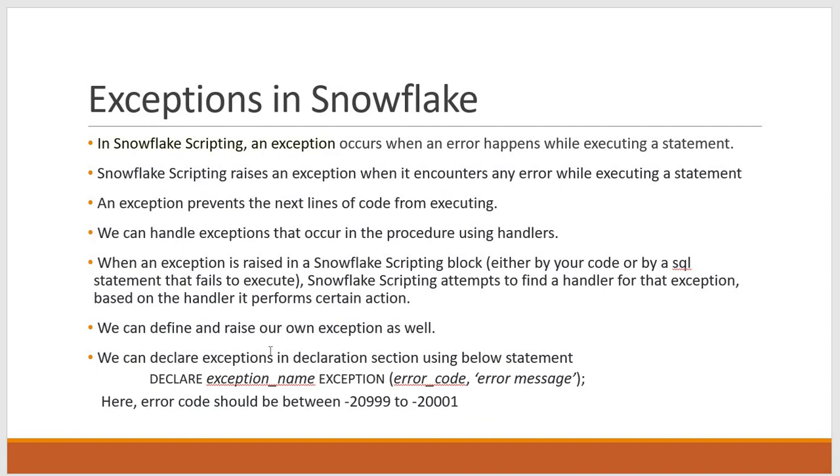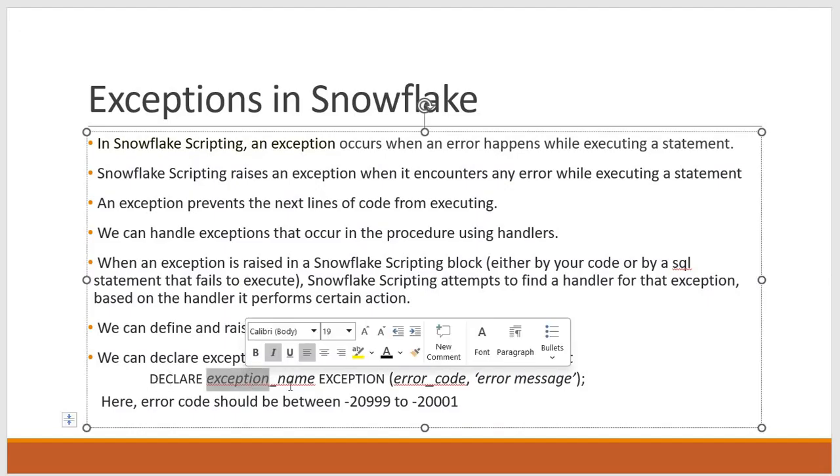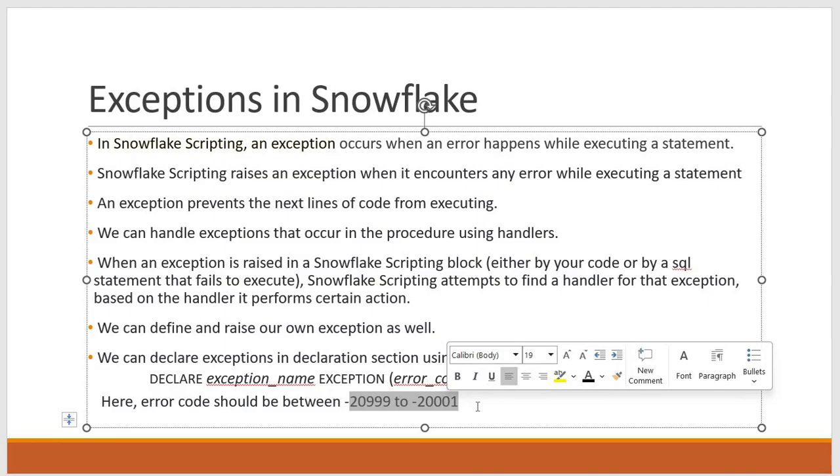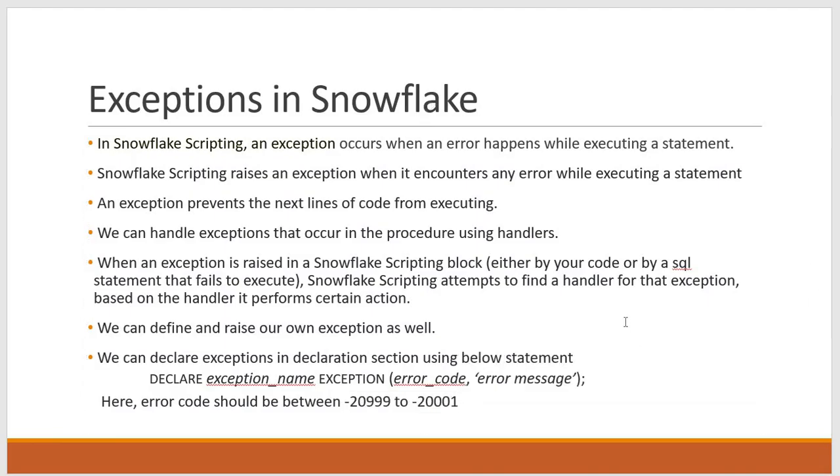We can declare exceptions in the declaration section by using the below statement: declare, exception name. We have to put a name for the exception, and it is of exception type, and we have to specify two properties for it: the error code and the error message to be returned. Here we have a limitation: the error code should be between this value and this value. This is a signed integer, so it is a negative value, and it should be in this range. So this is about exceptions.